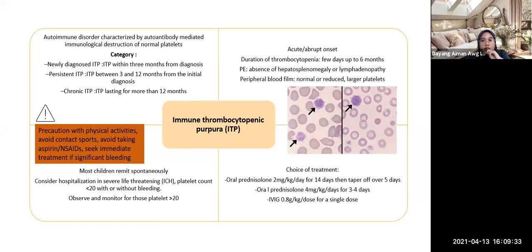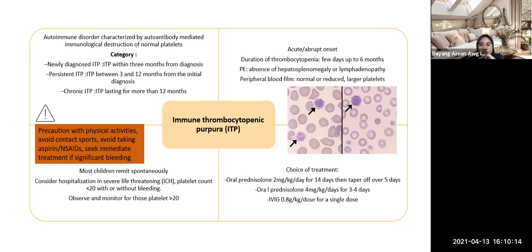So in treatment, we can first advise the patient. As ITP can resolve spontaneously, we can consider hospitalization when the patient presents with a severe form, such as intracranial hemorrhage, or the platelet count is less than 20 or with bleeding. And we need to give advice on precaution with physical activities, such as avoid contact sport, avoid taking any aspirin, and seek immediate treatment if there is bleeding.